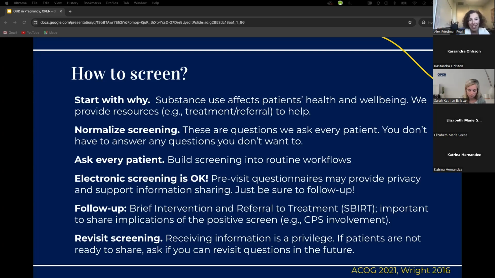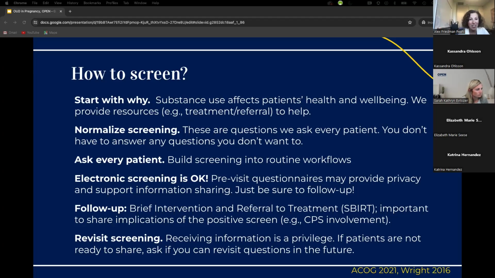But it's also important that these screens don't get lost in the EHR ether and that someone follows up on those positive screens. ACOG recommends using the SBIRT approach, screening with brief intervention and referral to treatment. And it is important to share with patients the potential implications of positive screening, including Child Protective Services involvement, and to connect them with resources like social work to help understand what this means. And then finally, revisit screening if needed.